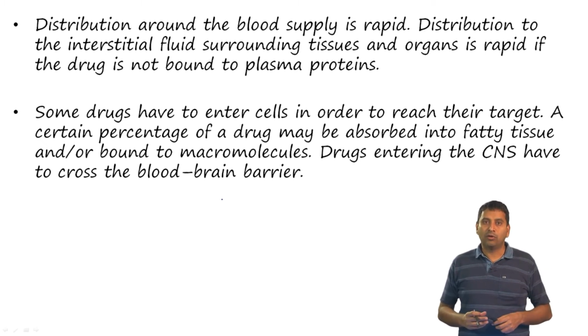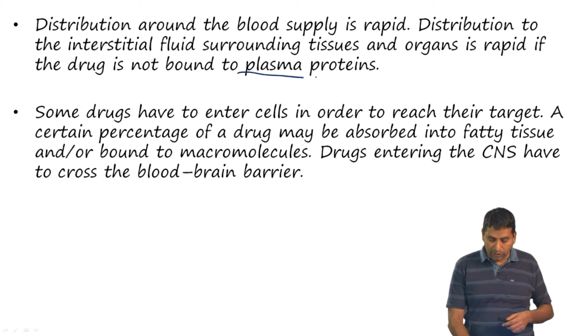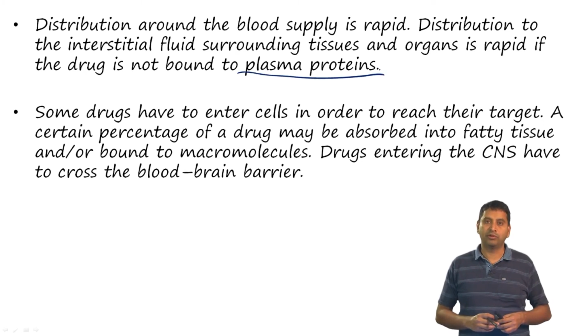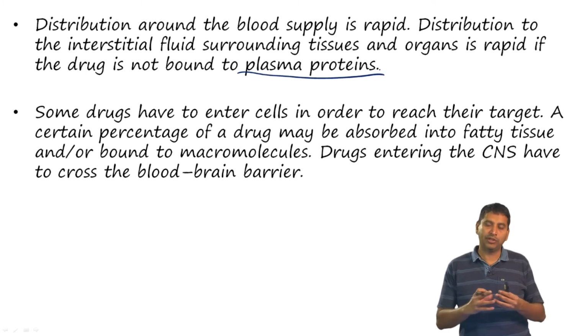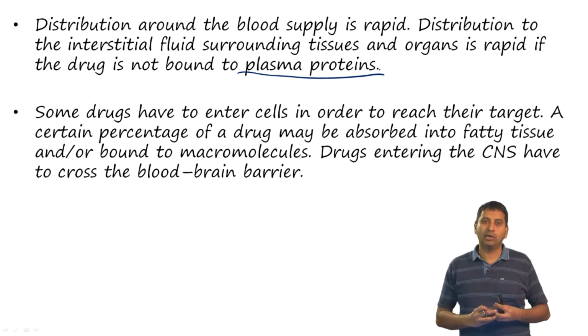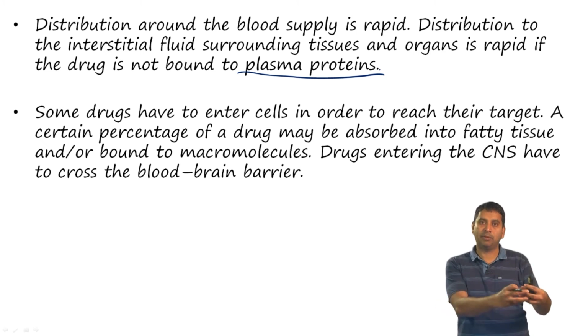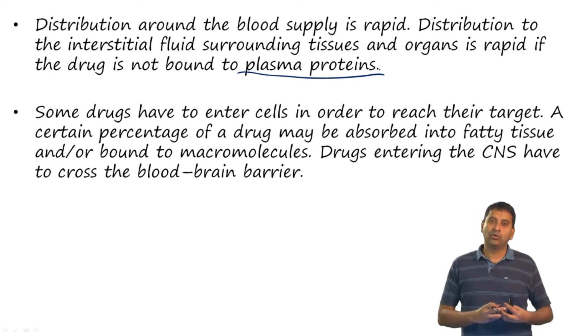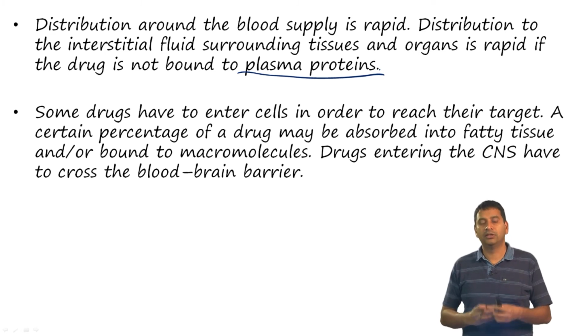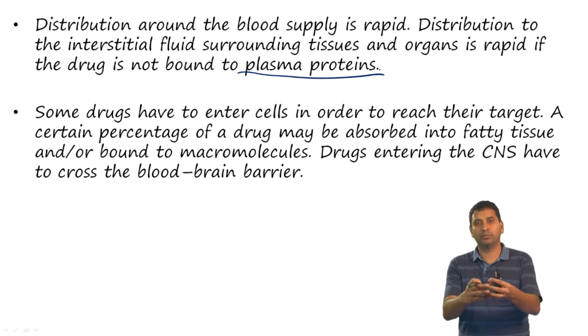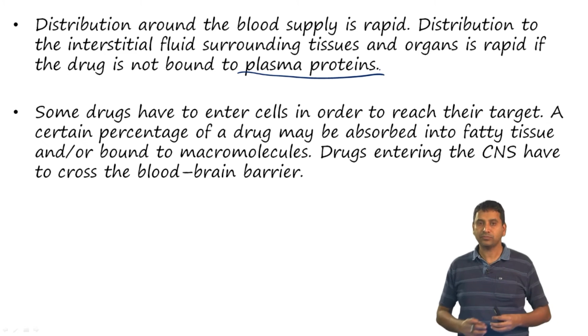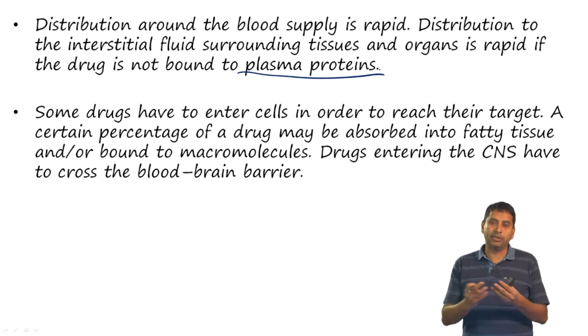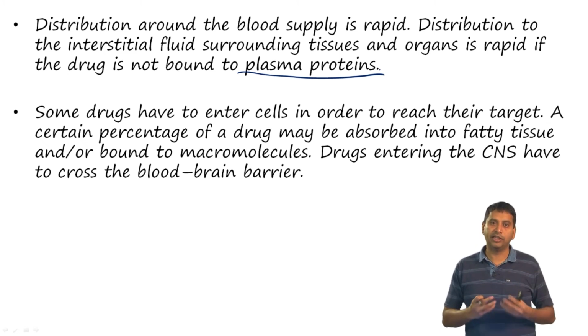Another important component is whether the drug is bound to plasma proteins. We have already seen that plasma proteins can bind to a drug, and this binding interaction can sometimes be very strong, so a lot of drug is actually trapped in the plasma protein. We also looked at a case where, when you take another drug, the drug bound to the plasma protein dissociates. One needs to keep this in mind while thinking about distribution.